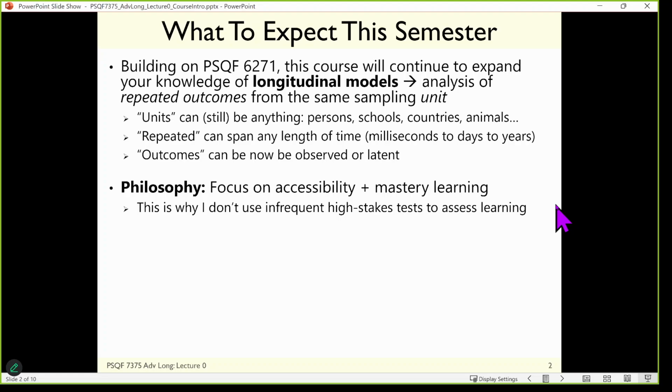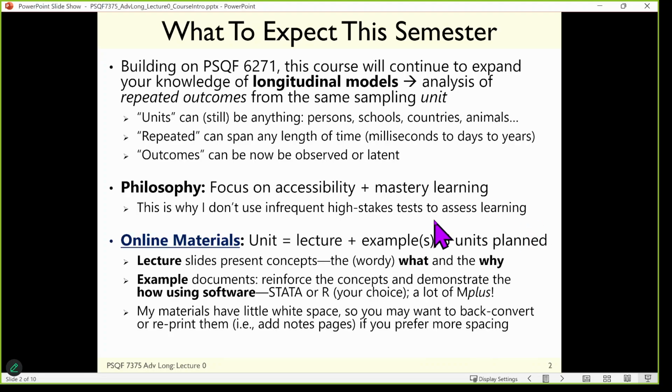So I'm still focused on trying to make this as least difficult as possible. I'm not going to use the word easy because I don't think that's fair, but least difficult. And also trying to focus on mastery. So everything that you do, you'll get a chance to redo. So there's nothing in here that you need to be afraid of. The website is linked here.